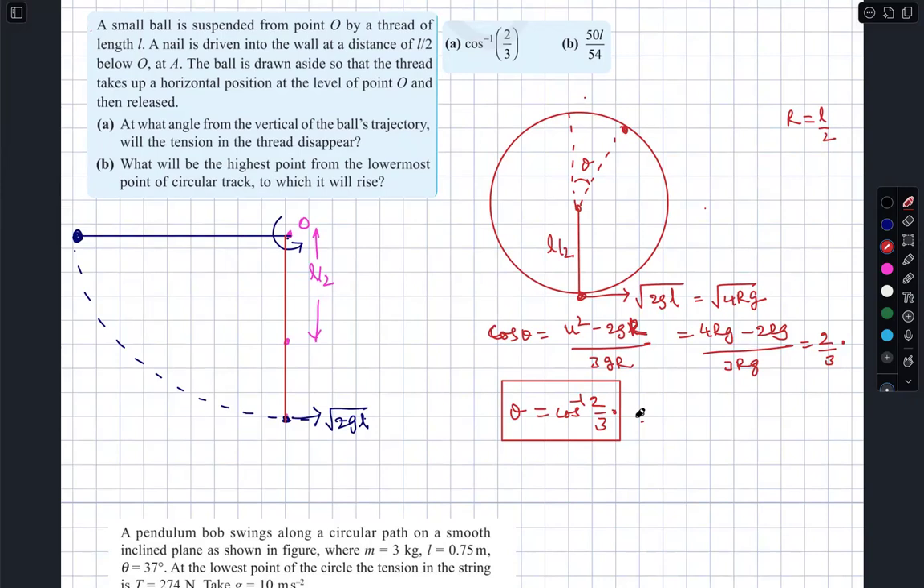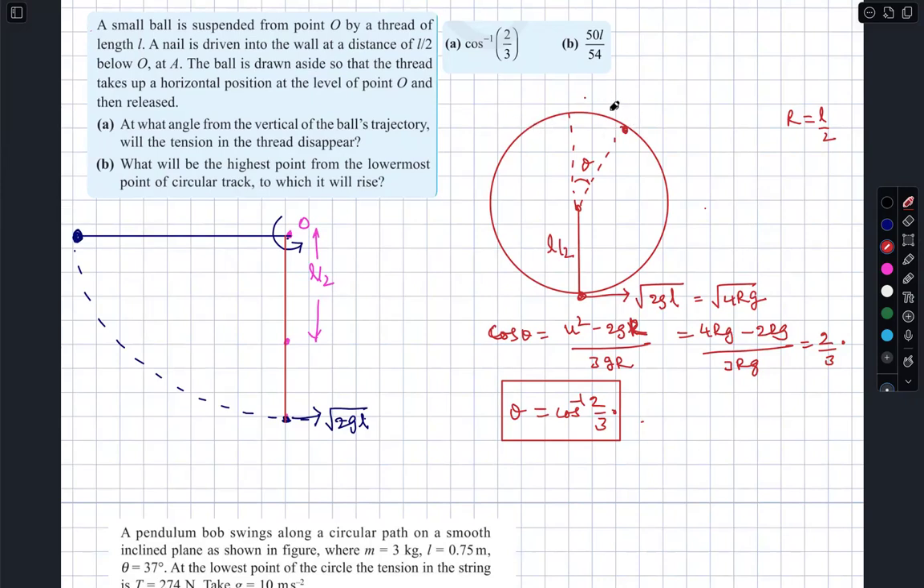Any doubts? Sure? That's all. So we got the first part. What will be the highest? Do you remember yesterday's similar question? The angle is cos inverse 2 by 3.